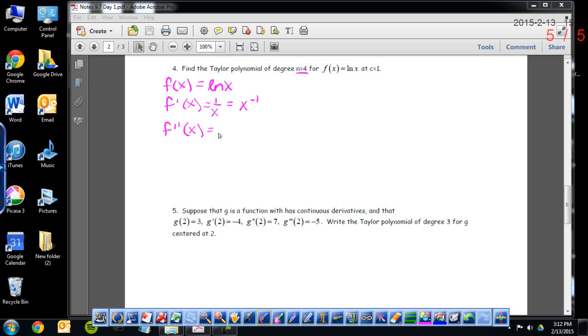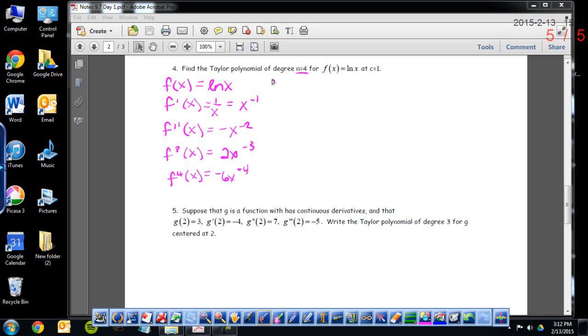So f double prime is negative x to the negative 2. F triple prime, or the 3rd derivative, would be 2x to the negative 3. And my 4th derivative is negative 6x to the negative 4.